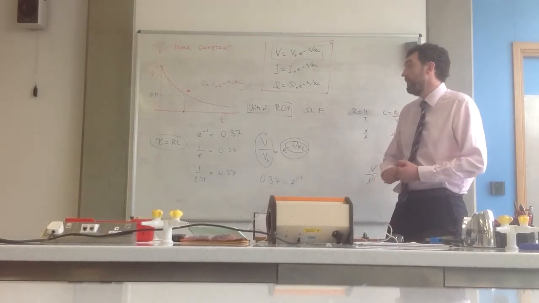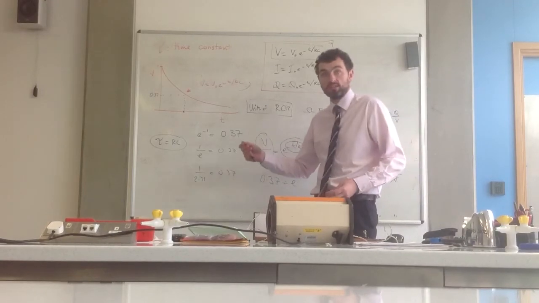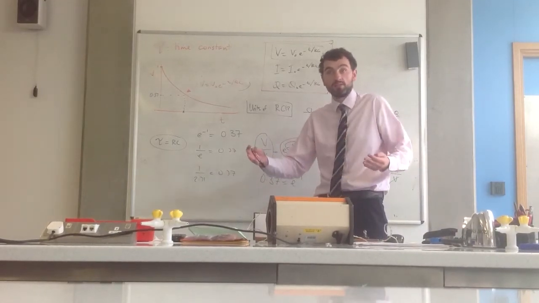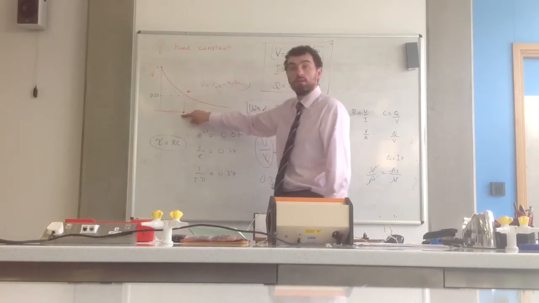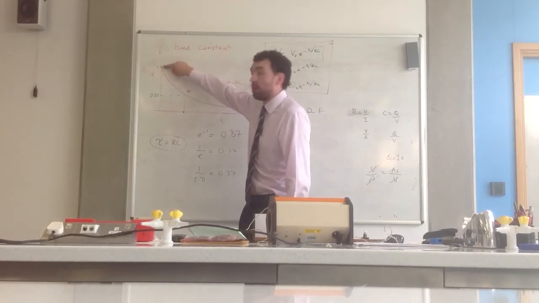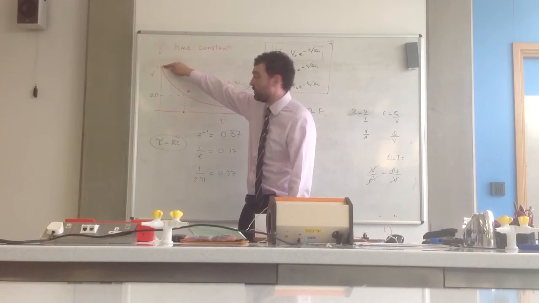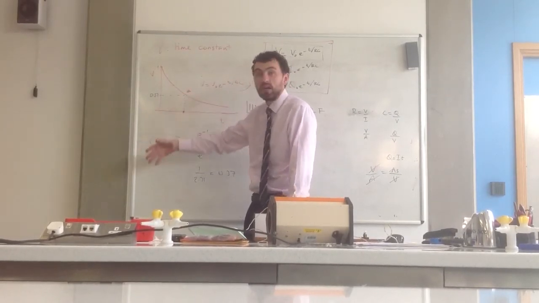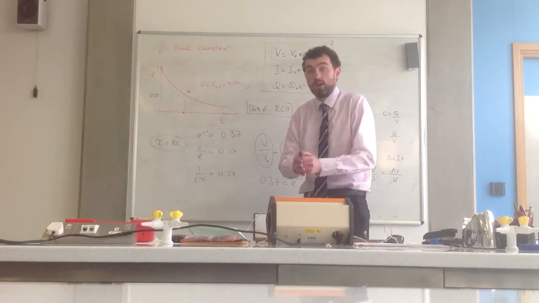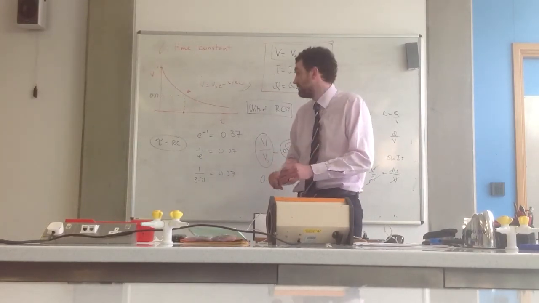So every RC circuit has got this thing called a time constant. And that is the time it takes for the voltage to drop from its original value, which I've just made 1 here, to 37% of its original value. Essentially what the time constant tells you is how quickly the capacitor will discharge.